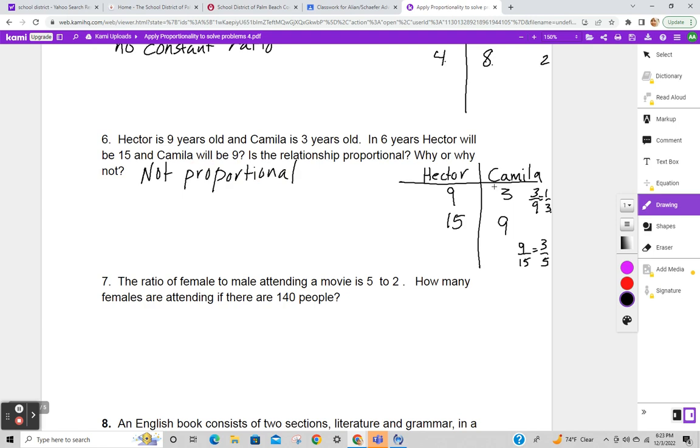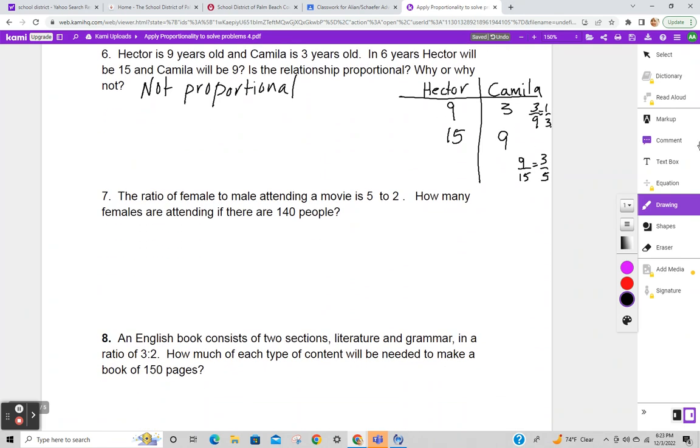Okay? All right, let's go on. Why or why not? Let me finish that. It has no constant ratio.